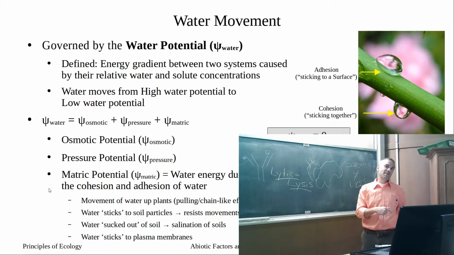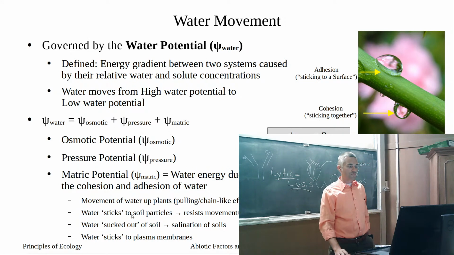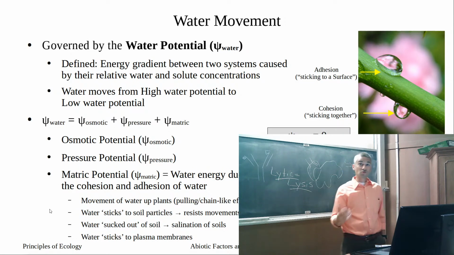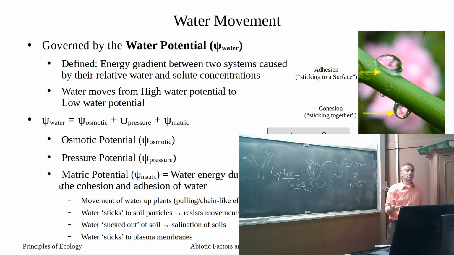We also have to think about water sticking to plasma membranes. Is that going to be a significant deal? No, not really for this lecture. We're not going to talk about that. Instead, we'll focus more on the soils, because the soils are very important for our plants. So it's these three things, the osmotic potential, the pressure potential, and the matric potential, that really determine how water is going to move in a system.